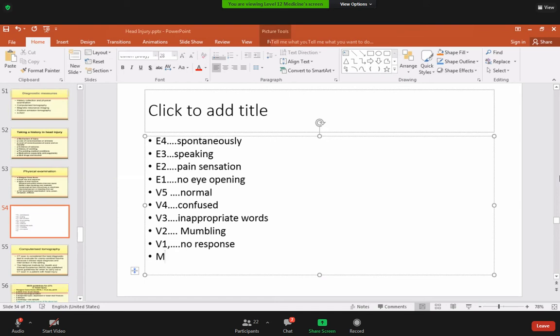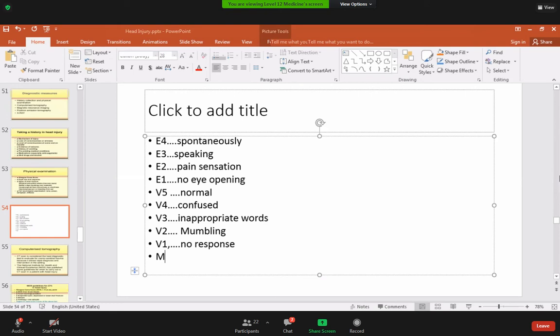Keep in mind that a patient who is not in his senses or is not fully alert may not follow your command. So you have to check for his response to your stimulus. If he follows your command and he raises his hand, it is M6.